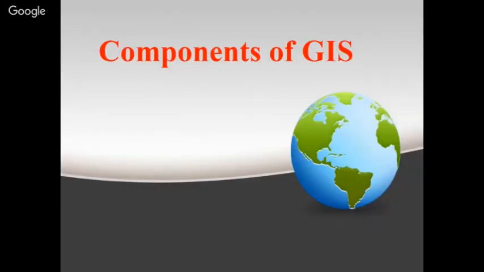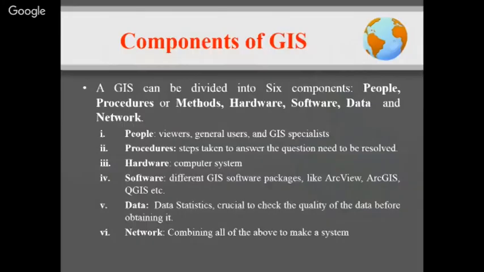Now, coming to the components of GIS. A GIS can be divided into 6 components: people, procedures or methods, hardware, software, data, and network. People are the viewers, the general users, and the GIS specialists who want to use GIS technology. When we talk of procedures, these are the steps taken to answer the question which may be based on spatial data or attribute data and which need to be resolved.